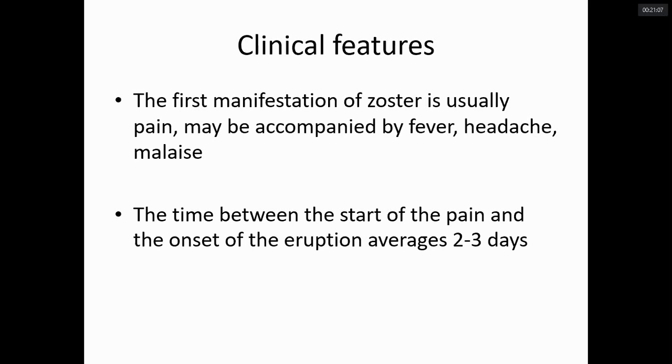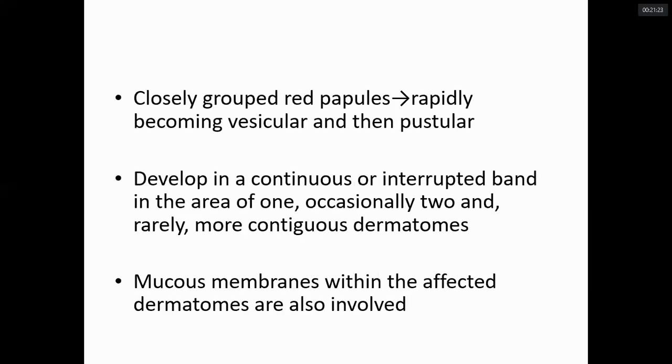Now the clinical features. The first manifestation of zoster is always pain. Pain appears 2 to 3 days before the onset of rashes, and it may be accompanied by fever, headache, and malaise. And after 2 to 3 days of pain, closely grouped red papules appear, which rapidly become vesicular and then pustular.